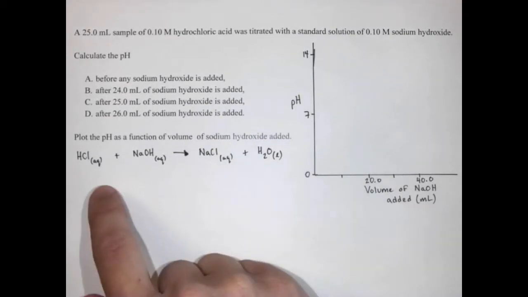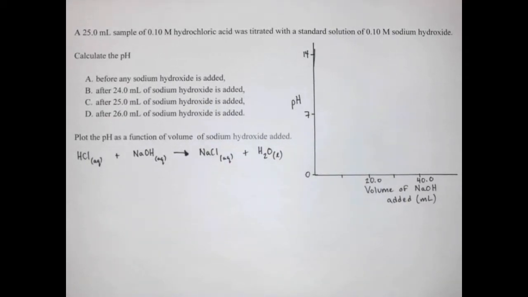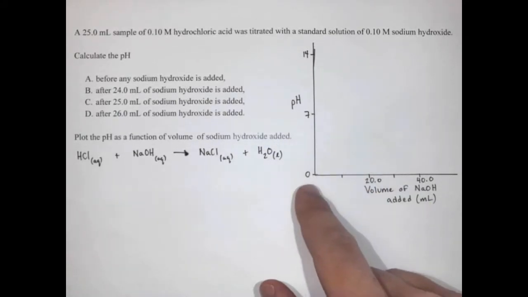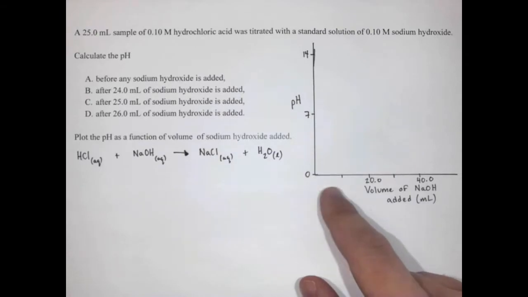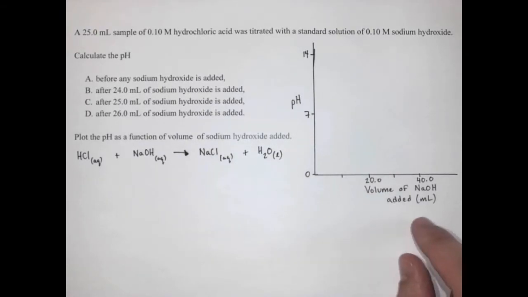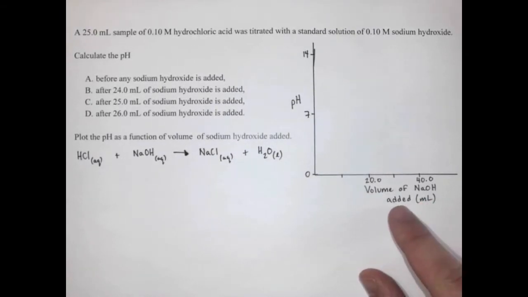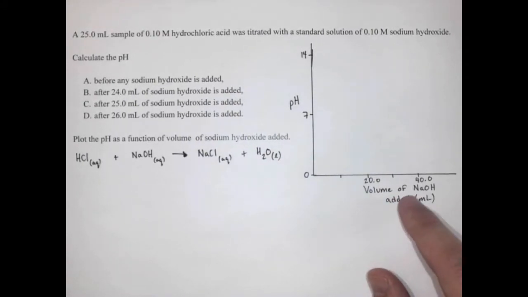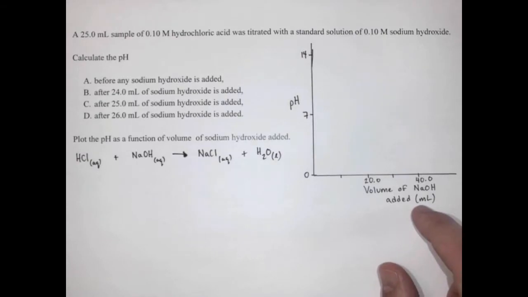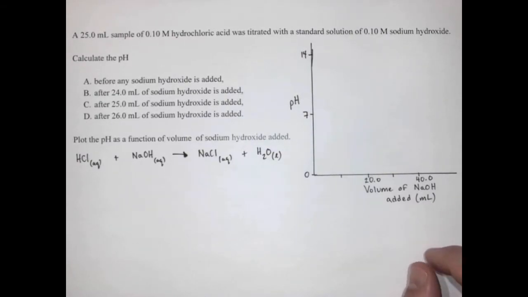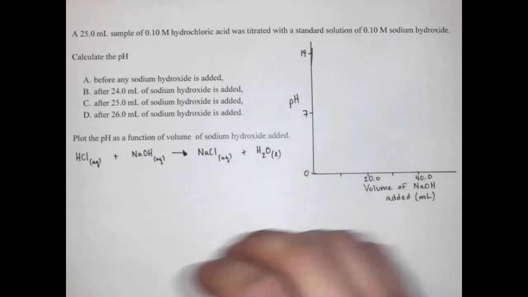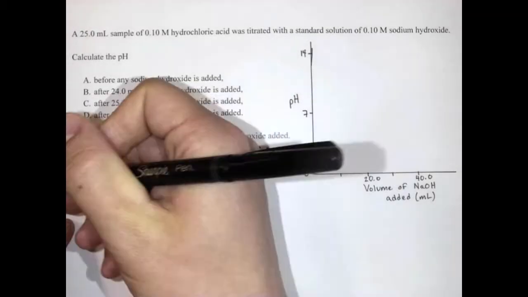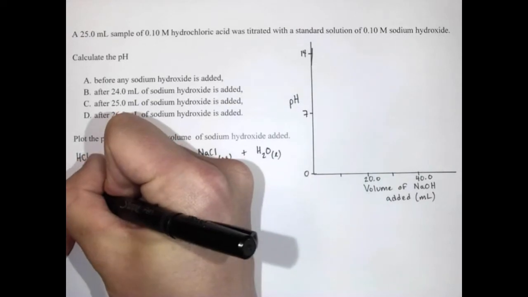All right, so I've written the balanced chemical equation already. Just going to talk about the graph. On the graph, on the vertical axis, we have the pH. The pH is dependent on the volume of sodium hydroxide we add. And that is labeled here on the bottom on the horizontal axis, where we're recording the milliliters of base that we add. So let's dive in and calculate the pH before we add any sodium hydroxide.